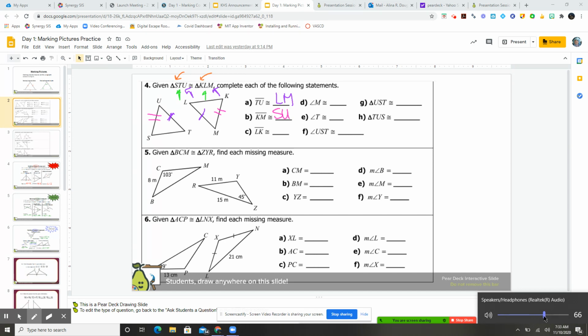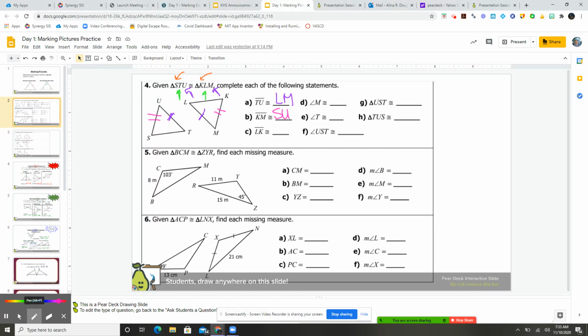What about LK? What does LK correspond to? LK is the second and the first, so it goes with ST or TS for sure. Awesome. I'm going to stop sharing and I want you guys to finish the slide. I'm going to give you about 2 minutes to do that while I take attendance.